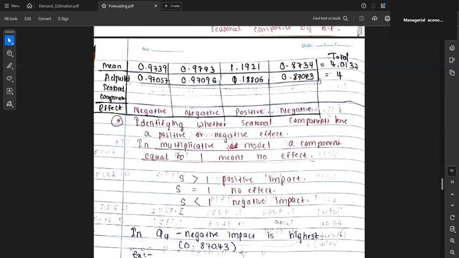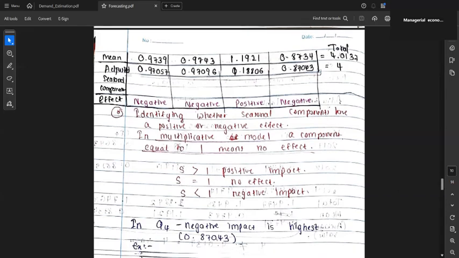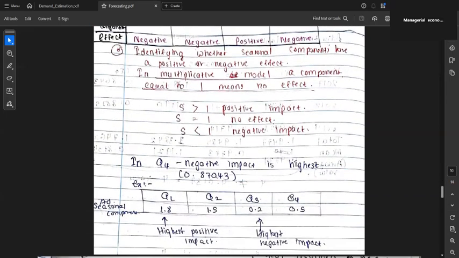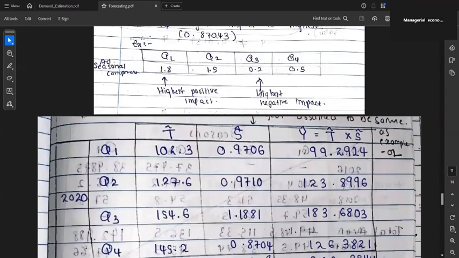This is an additional factor. This was done in business statistics; it's an example from business statistics. Now, the effect of the seasonal component: if the seasonal component value is greater than 1, that means it's positive. If it is less than 1, it's negative. We can see whether it has a negative effect or a positive effect.